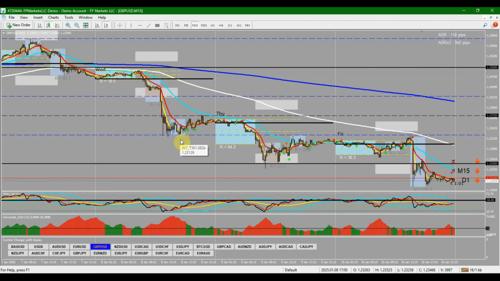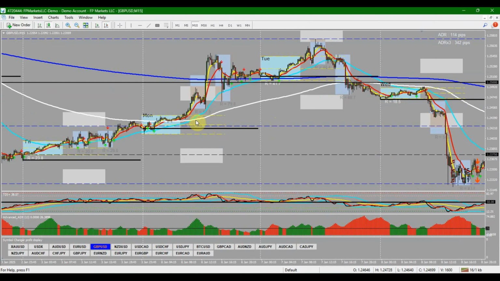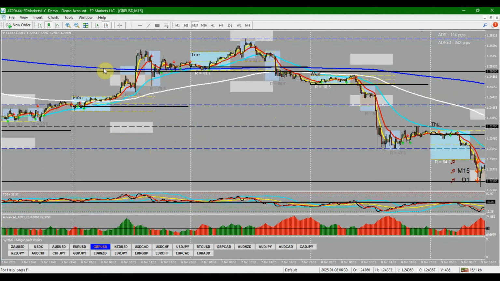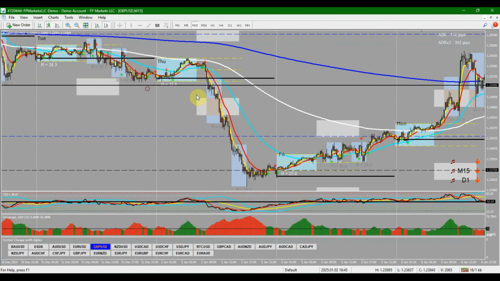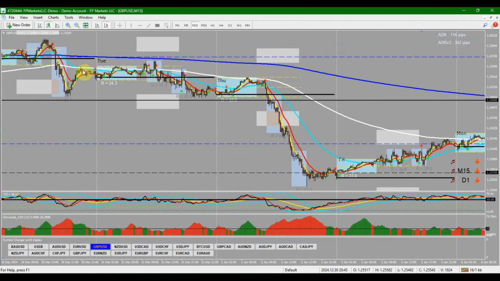Now, does this always work? No, it doesn't. Obviously, nothing is 100% in the markets. However, if you were to go back in history, you would see for the most part, when our 50 and our 200 cross, you have a bit of movement in that direction. In this case, it crossed to the downside right here, and you had your movement to the downside.